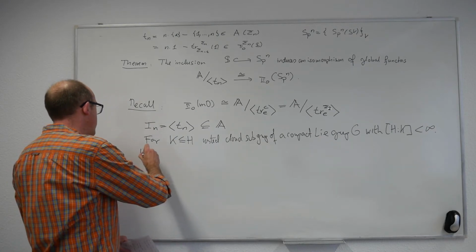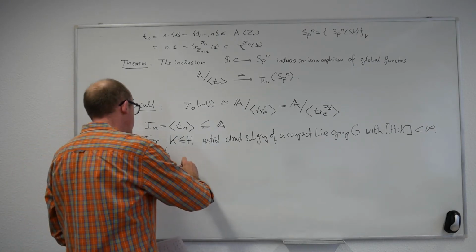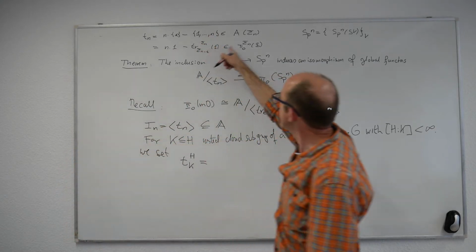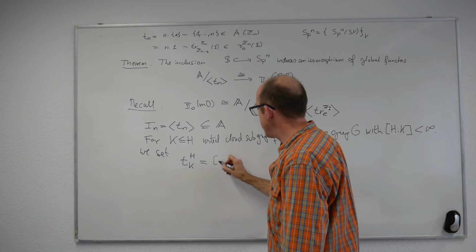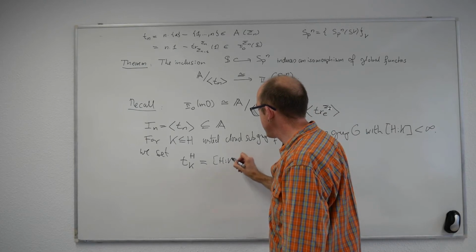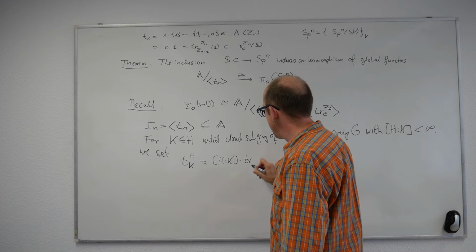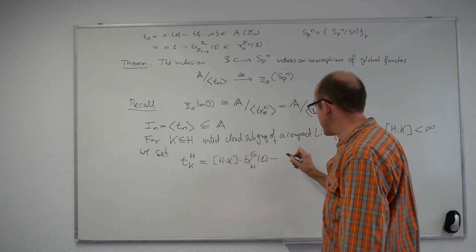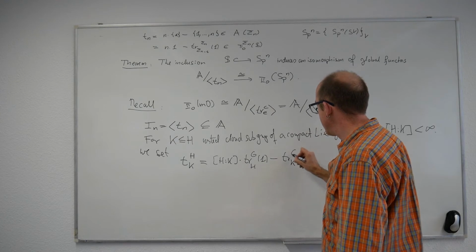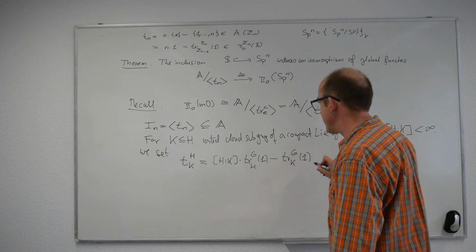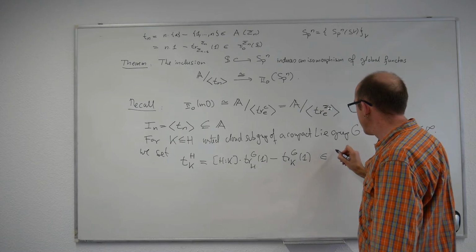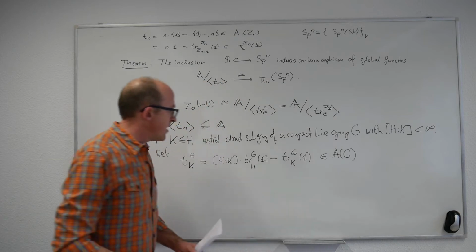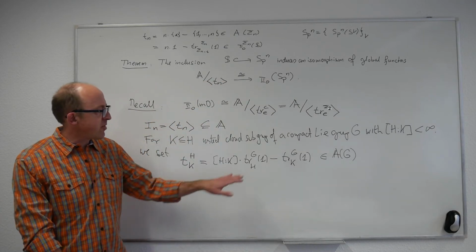And then we define an element that I call T sub k upper h, and it's a generalization of this element Tn. I'm going to take the index of k in h times the transfer from h to G of 1, and I subtract the transfer from k to G of 1, and this lies in the Burnside ring of G. So at the present point, there's no assumption about finite Weyl groups.